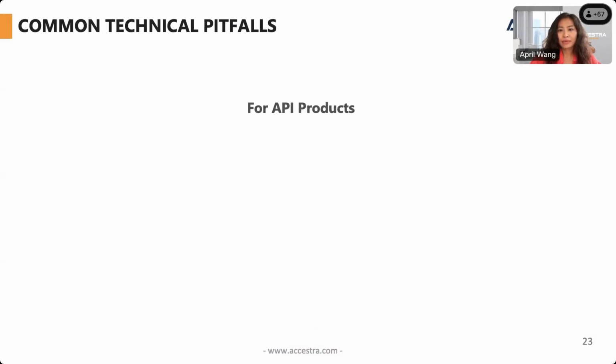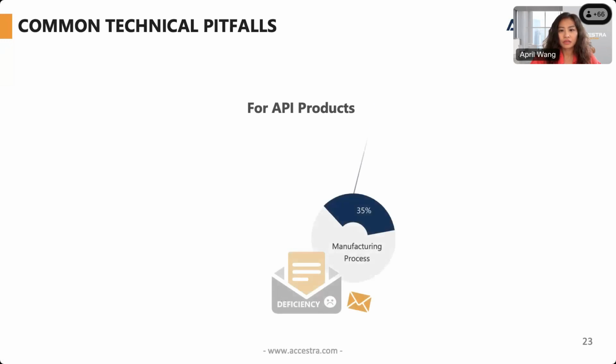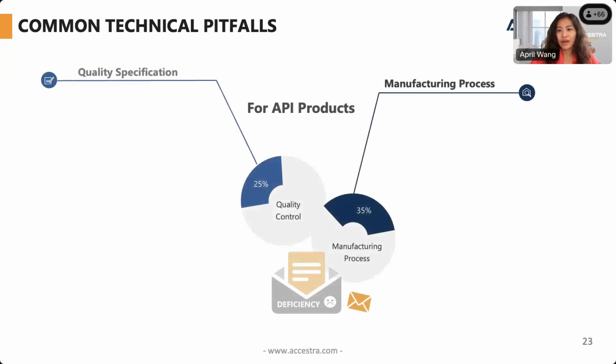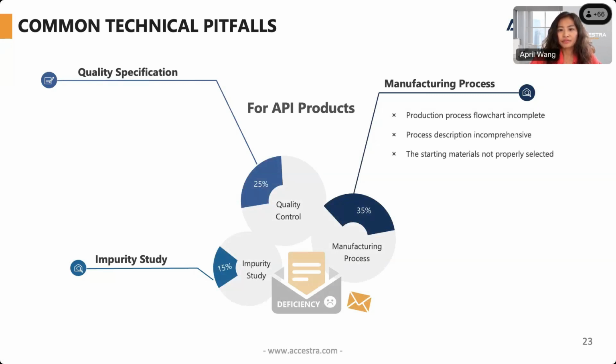So for API products, the most common pitfalls are mainly relating to the following parts. First, manufacturing process. Second, quality specification. And third, impurity study. These issues can lead to either a deficiency letter or, worse, a rejection letter. And around 35% of the DMF dossiers have issues with the data of manufacturing process.